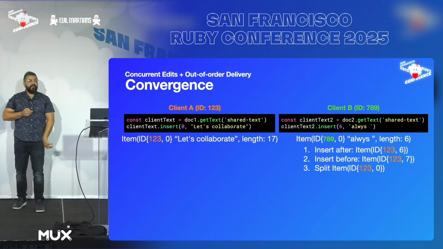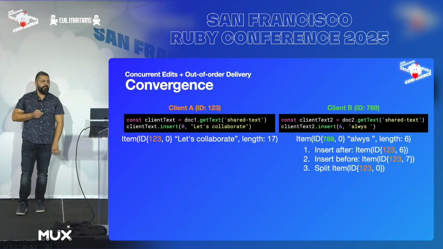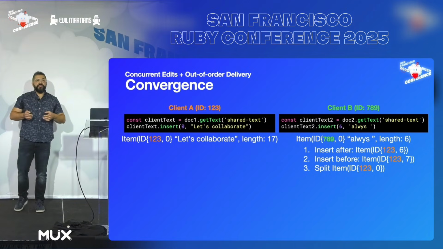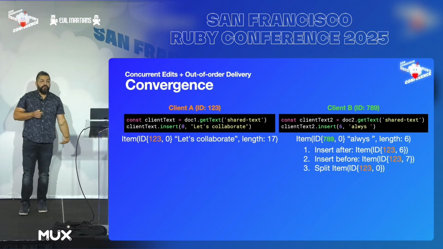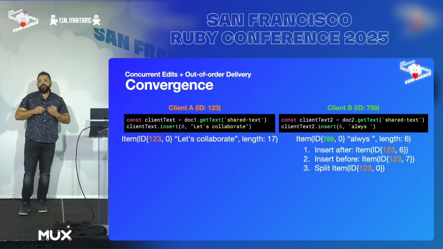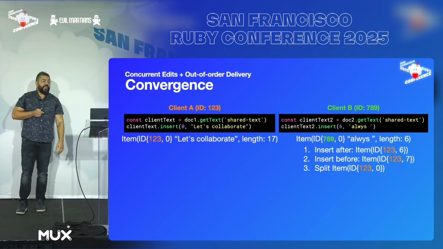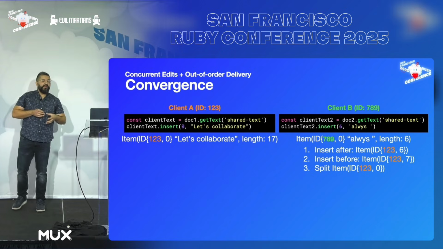Client B comes in, and they're very excited, and they always want to collaborate. And so they create their own item. Now client B has 789 as their client ID. They're also starting at 0. So we have our independent sets of counters that are moving independently, but they are in order for us. But now the question is, how do we bring those into order together? You have an order, and I have an order. How do we converge those? When I enter in that "always," essentially I'm saying I want to insert after 6, and I want to insert before 7. And so what the CRDT does is it actually splits that item.